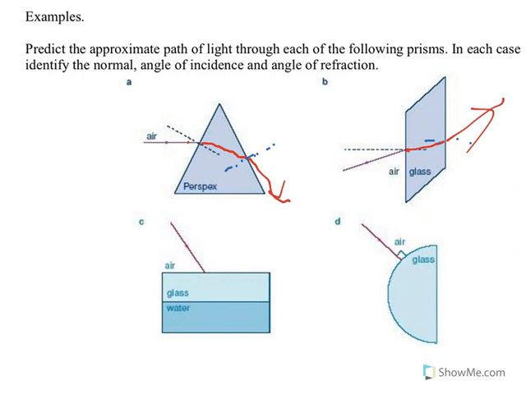Alright, and so then you look at the same things for each of these. To glass, bends towards. Glass to water, bends towards, then bends away. So something like that, very, very rough. Here, when it's at 90 degrees, it's going straight down the normal. So in that case, if it's going straight down the normal, it passes straight through. And so then we're going from glass, more optically dense, to less optically dense air, bends away from the normal. Something like that.